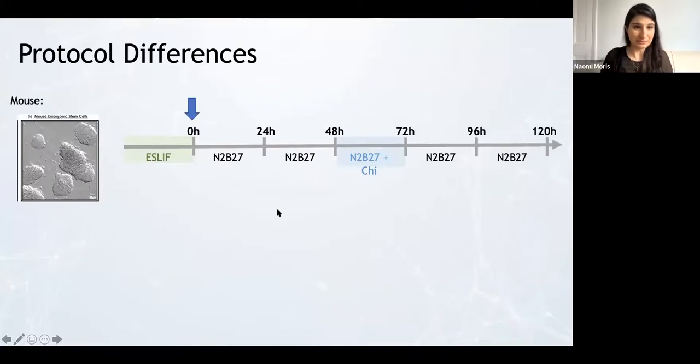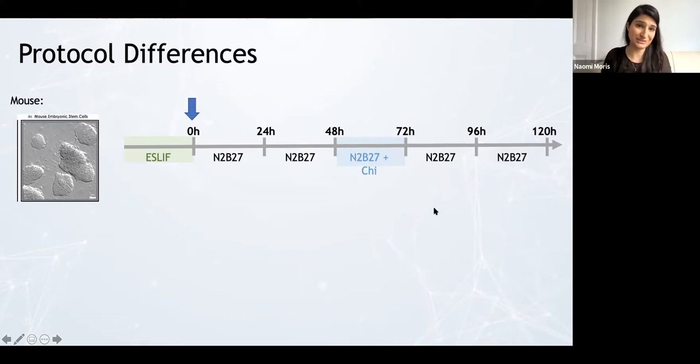This is maybe a little bit too much detail, but in case anyone's interested, the mouse gastruloid system is very simple. It looks like this. We culture mouse ES cells just in serum and LIF, and then we aggregate them and put them in N2B27, which is a basal neural medium. And the only thing we really do to them is add in some Chiron, which promotes Wnt signaling, between 48 hours and 72 hours.